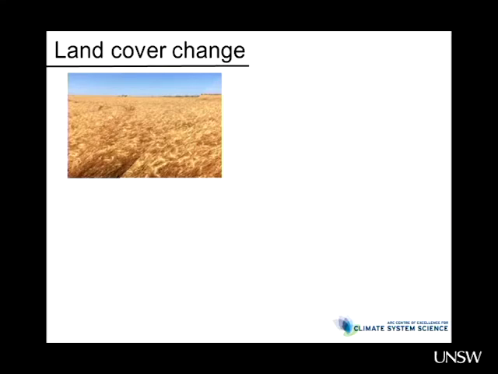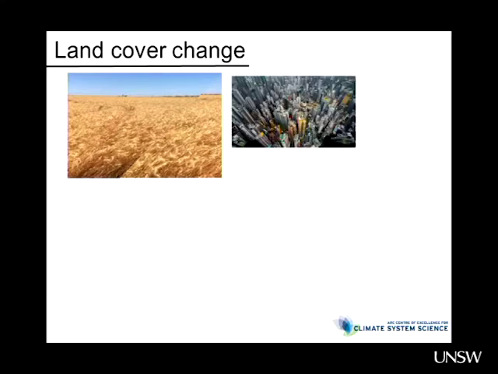Land cover change. This is not a natural landscape. This is wheat. Wheat doesn't behave like a natural landscape because it has been selected over many thousands of years to not behave like a natural type of vegetation, because it takes in as much CO2 as it can and grows as big a thing as possible that you then grind into making flour.